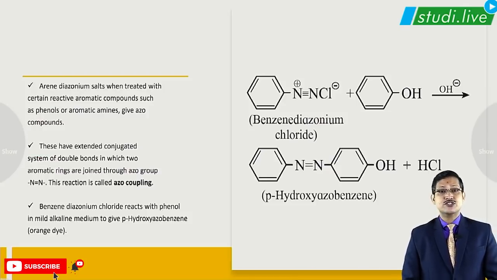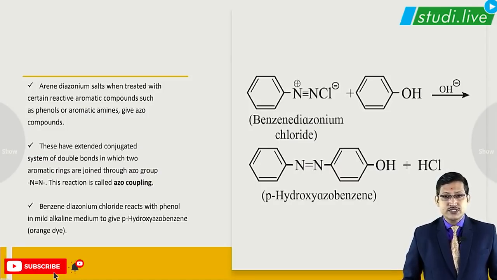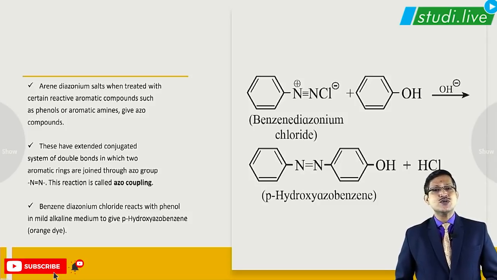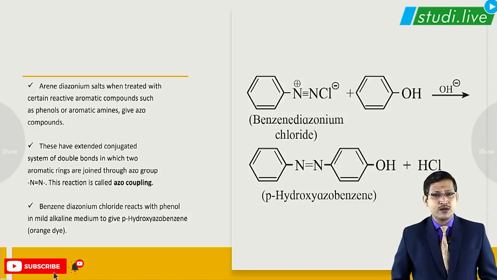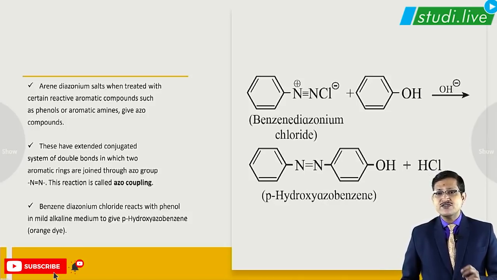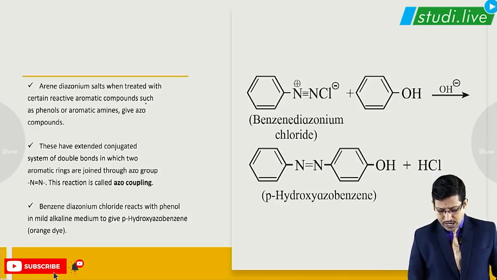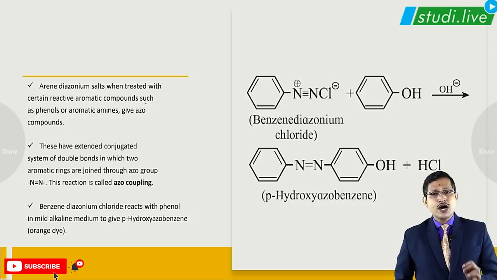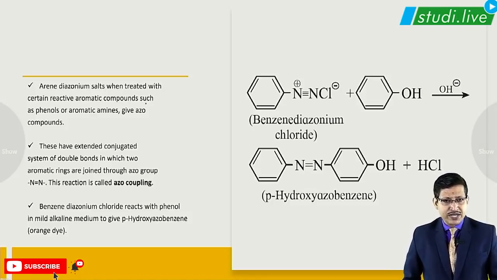Yeah, the next reaction here, this is arene diazonium salt, that is called as azo-coupling reaction. Now in this azo-coupling reaction, arene diazonium salts, when they are treated with certain reactive aromatic compounds such as phenols or aromatic amines, it gives azo compounds. So what are azo compounds basically? Azo compounds are the colored complexes, and these compounds, when they are formed, they will give particular color.